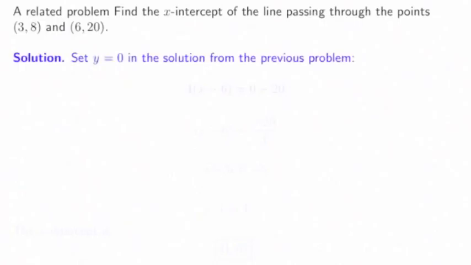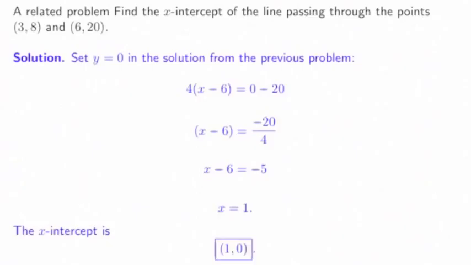A related problem. Let's find the x-intercept of the line passing through the points (3, 8) and (6, 20). From the previous problem, we discovered that the equation for our line was 4 times (x minus 6) is y minus 20. So setting y equal to 0 gives us 4 times (x minus 6) is 0 minus 20. Divide both sides by 4. Simplify on the right side. Add 6 to both sides, and x is 1. So the x-intercept is the point (1, 0).